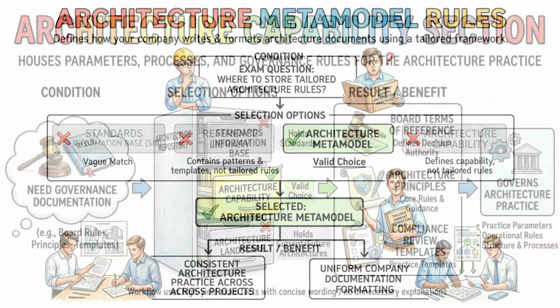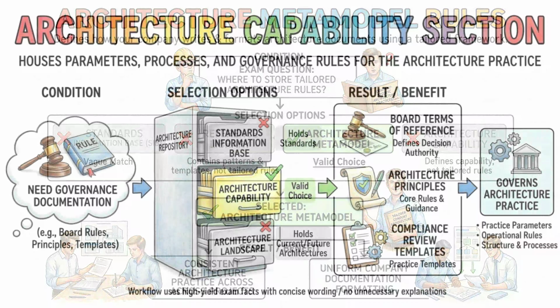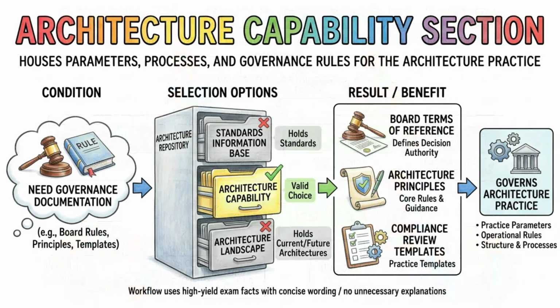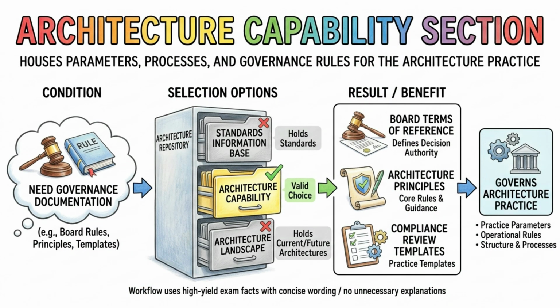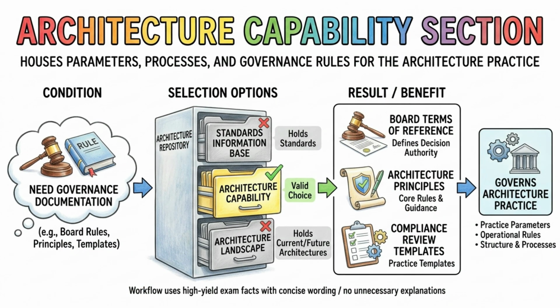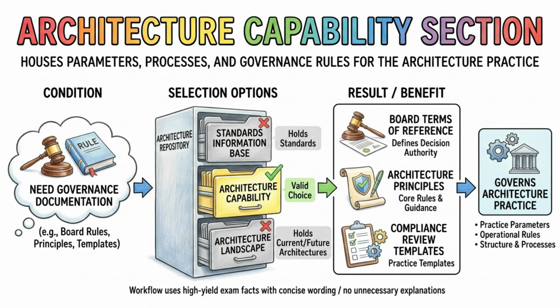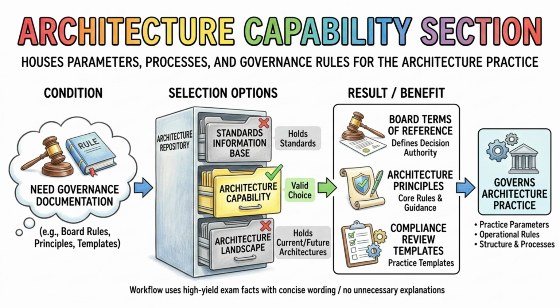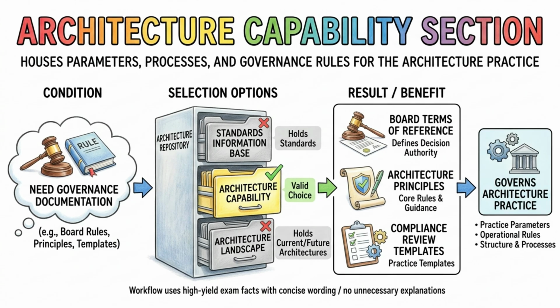Another critical section of the repository is the architecture capability, which stores the parameters, structures, and processes that support governance of the architecture practice. This section holds the terms of reference for the architecture board, the architecture principles, and the templates used for compliance reviews. It defines how the architecture team operates, who has decision-making authority, and what standards must be followed. The exam will test your understanding that governance documentation lives within the architecture capability section.